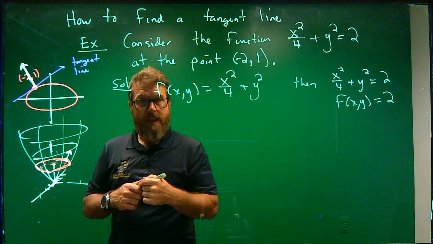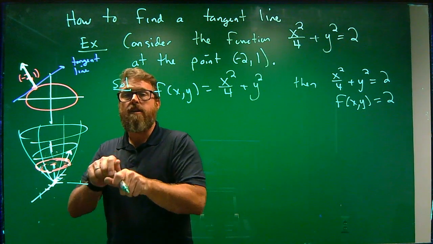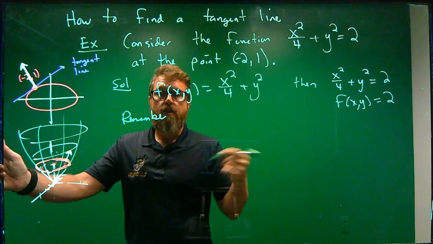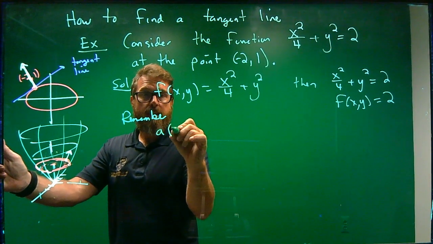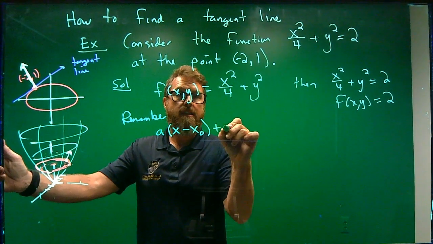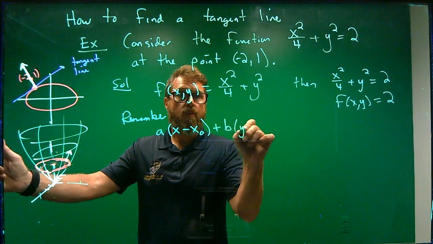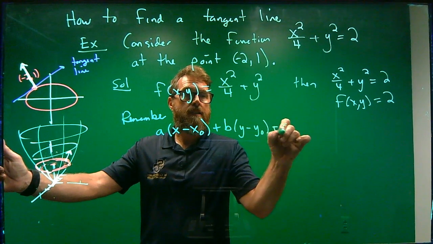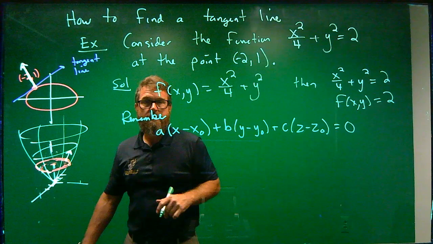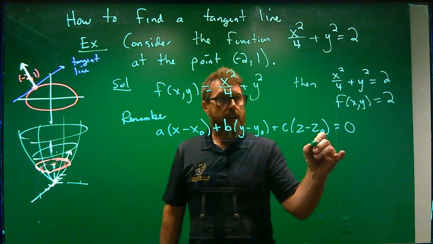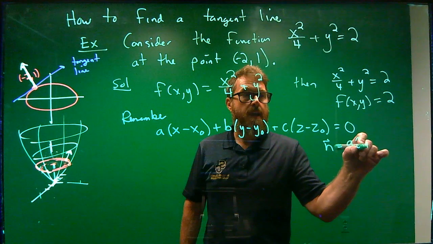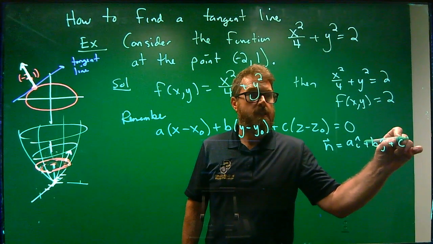We practiced a little bit of tangent lines and also tangent planes, but let's remember, from a tangent plane, if I have a tangent plane, it is a times x minus x naught, plus b times y minus y naught, plus c times z minus z naught is equal to 0. This is the equation of a tangent plane that has normal ai plus bj plus ck.